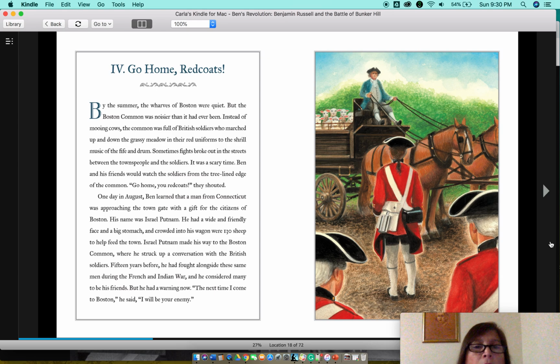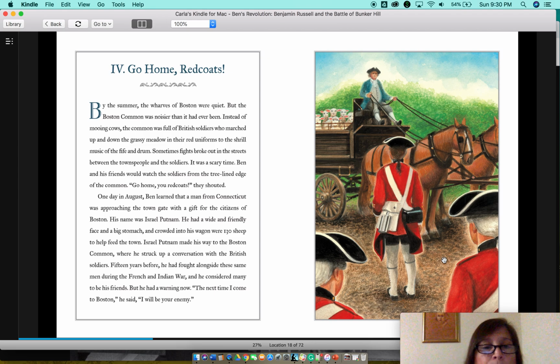Chapter 4, Go Home, Redcoats. And we can see here the Redcoats. And you remember the Redcoats were the what? Were they the British or the Patriots? If you said the British, you're right. So here are the Redcoats, the British soldiers.